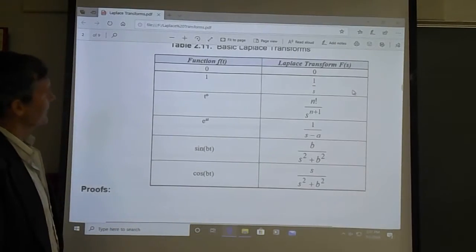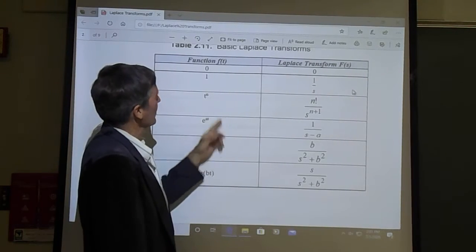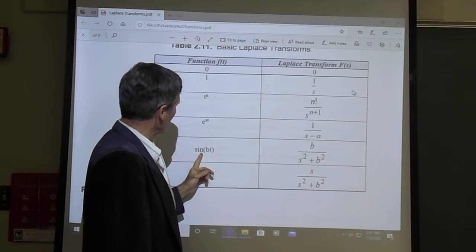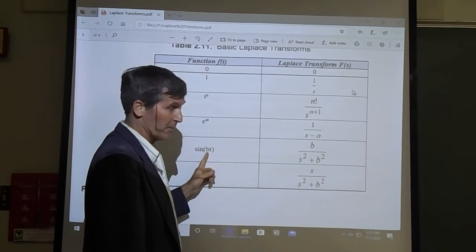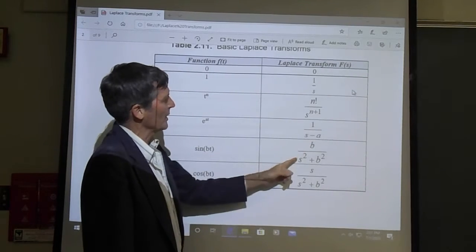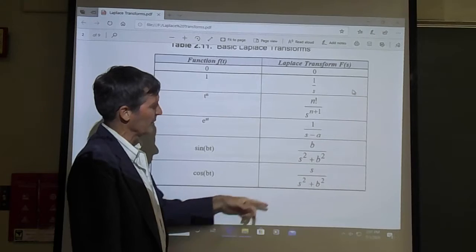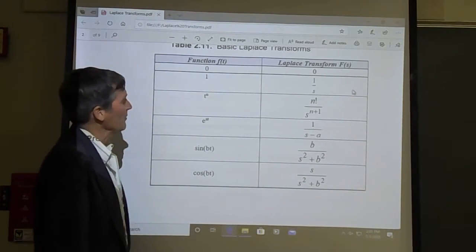And you get tired of doing those integrals after a while, so you memorize some of the ones that come up a lot. Here's some of the ones we did, right? So you memorize those. And then also, the Laplace transform of sine bt, where b is a constant, is b over s squared plus b squared. Laplace transform of cosine bt, you can see the proof in the notes, is s over s squared plus b squared. So there's the most common ones.